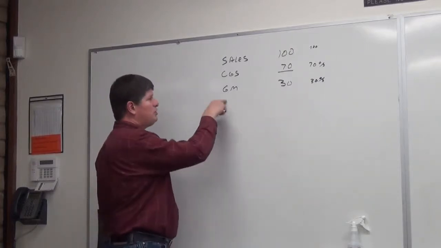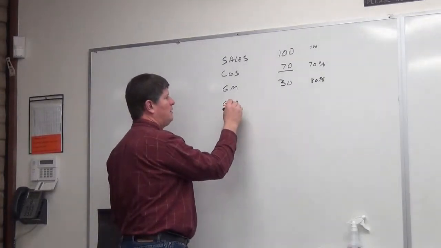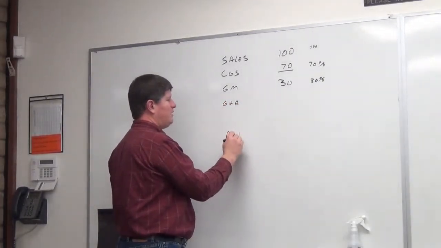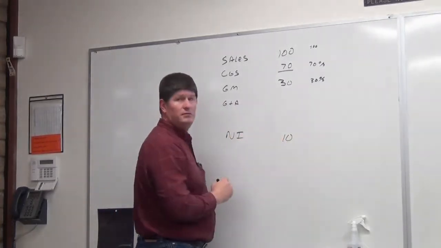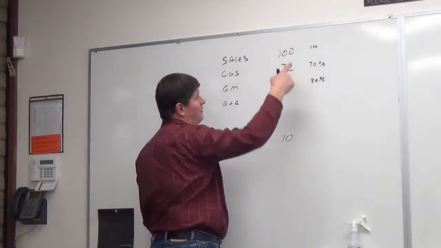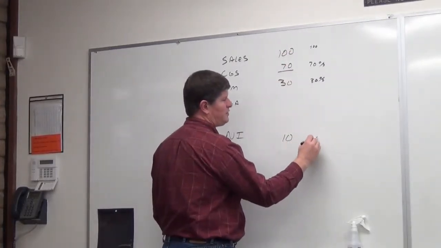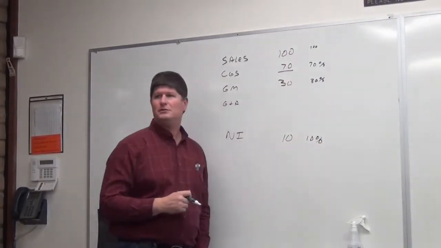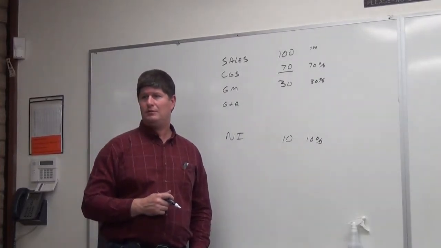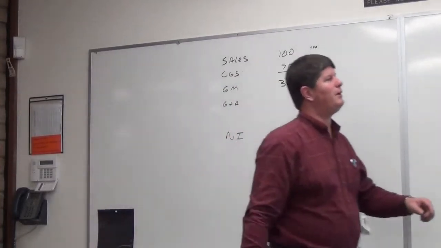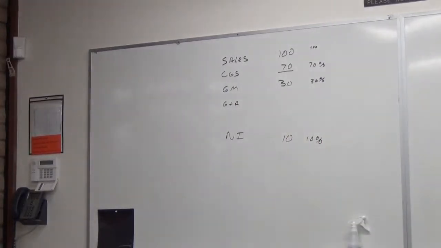Okay? Then I have my G&A expenses, my other, let's say we come down to net income. My net income is 10. 10 divided by 100 is a 10% net margin. Good? So that's what we're talking about here, net profit margin. Everybody with me? Okay.